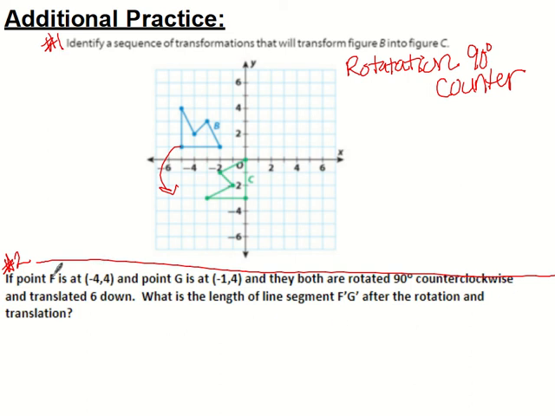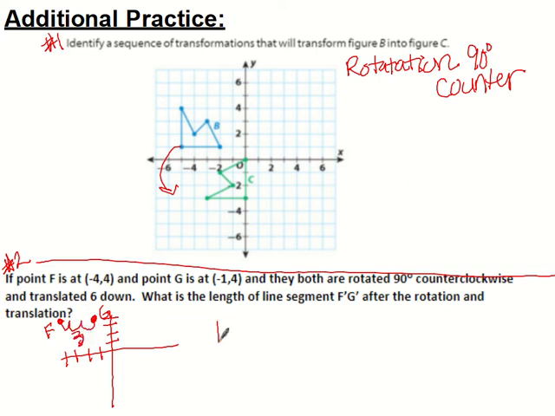We just need to find the length between F and G, and that'll tell us the length of F prime G prime, because a rotation and a translation keep everything congruent. So all I have to do is figure out how far apart F and G are. If I graph 1, 2, 3, 4 and 1, 2, 3, 4, here's F. And then I graph G, it's at -1, 4, here's G. I just need to find out how far apart they are. 1, 2, 3. They're 3 units apart.